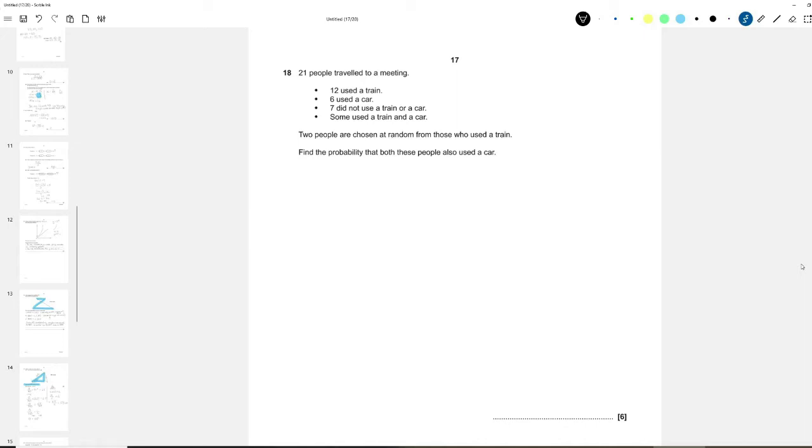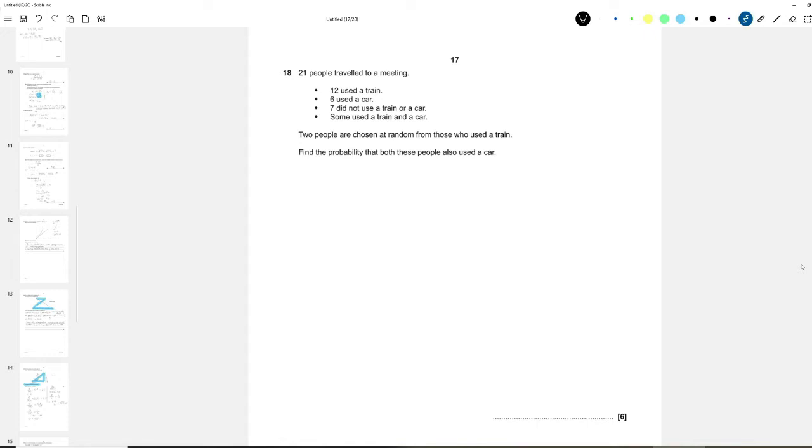Question 18. 21 people travelled to a meeting. 12 used a train, 6 used a car, 7 did not use a train or a car. Some used a train and a car. 2 people are chosen at random from those who used the train. Find the probability that both these people used a car.